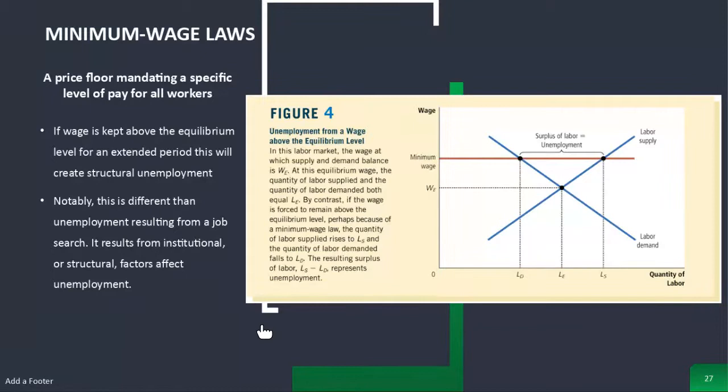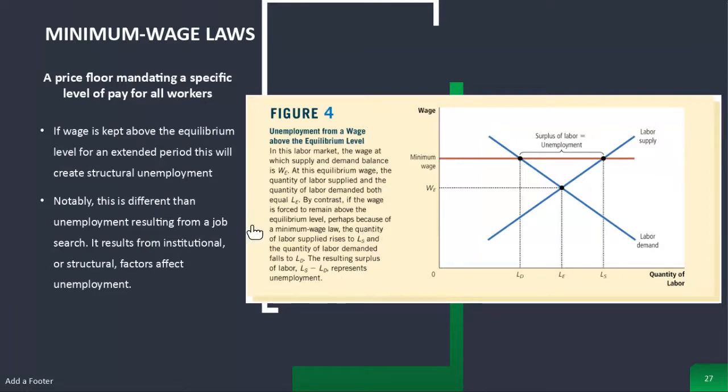Now, there are other things that can affect the market, and we do have structural concerns. For example, a minimum wage law can introduce structural problems. A minimum wage law, if you remember from earlier chapters, is a price floor mandating a specific level of pay for all workers. If the wage is kept above the equilibrium level for an extended period of time, this will create structural unemployment. Now, you might be wondering, wait, how do minimum wage laws create structural unemployment?